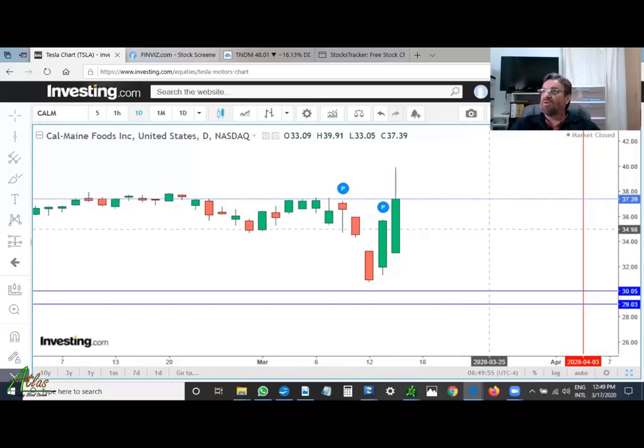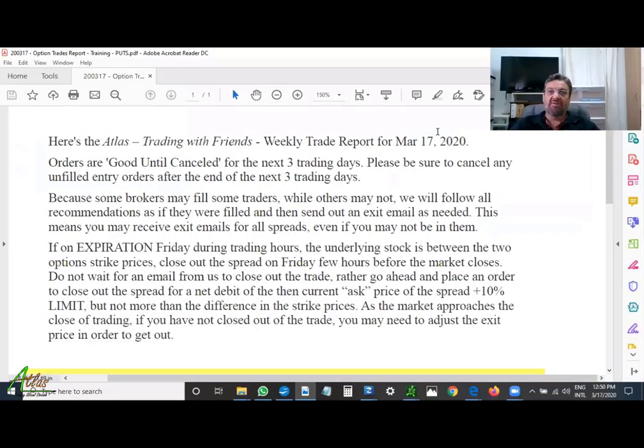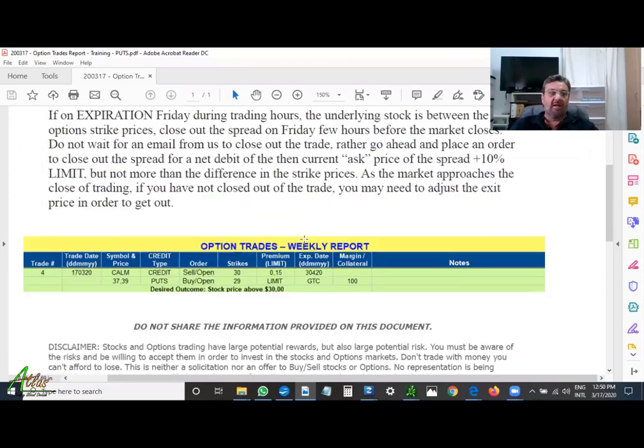So this is what we're going to do. Let me bring to you the actual report. Make sure that you have the right one in the right date. Here I use a European format, so day, month, year, and also expiration date, day, month, and year. We are going to trade CALM. The current price is 37.39. This is going to be a put, not a call. Make sure that you always remember this.